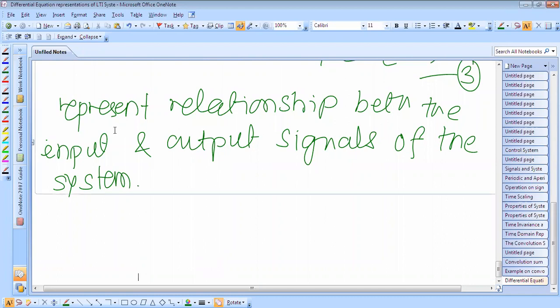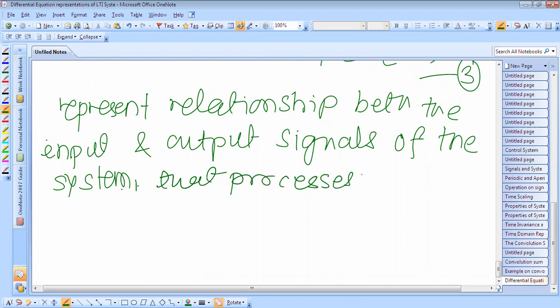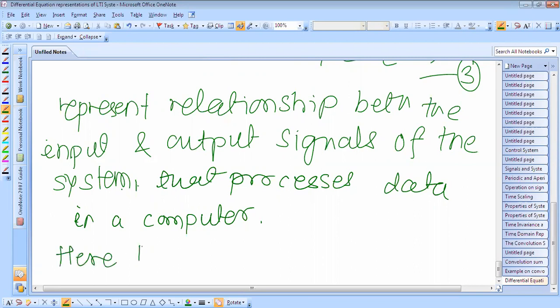It gives the relationship between the input and output signal of the system that processes data in a computer. Okay, here the order is 2.